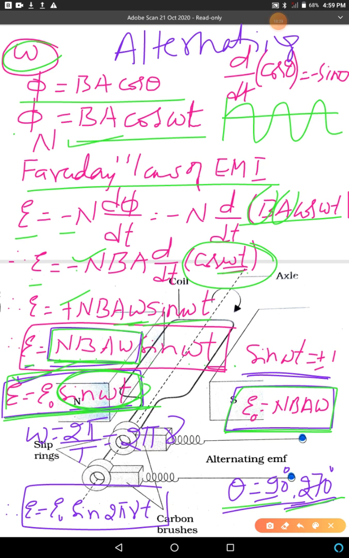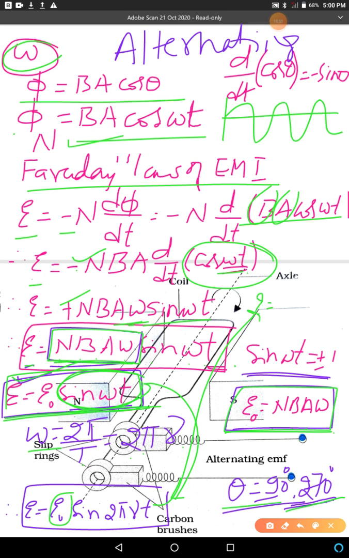Therefore, omega is 2 pi by T, that is 2 pi mu, so this equation can be written like this. Epsilon is equal to epsilon naught into sin 2 pi mu t. So this is the explanation for induced instantaneous EMF in case of an AC generator. Epsilon is equal to epsilon naught sin 2 pi mu t. What is epsilon naught? NBA omega.